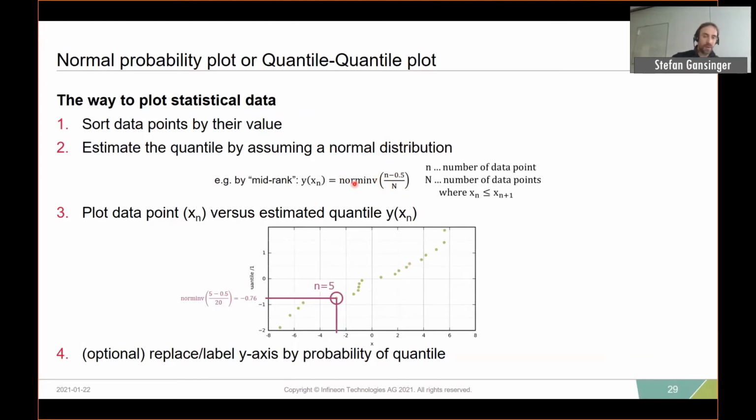The theoretical quantile, so to say. By doing this, we now have the data value, so the real quantile, and the theoretical quantile if it were a normal distribution. And of course, this can be plotted. On the x-axis, we have the data value, and on the y-axis, we have the theoretical quantile from the normal distribution. And of course, there's a close relation between the theoretical quantile and the probability.